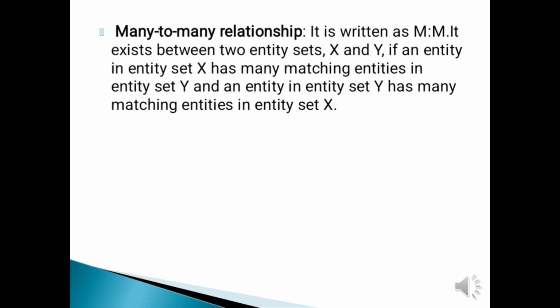Next, many to many relationship. A many to many relationship is written as m is to n or m is to m. It exists between two entity sets X and Y, if an entity in entity set X has many matching entities in entity set Y, and an entity in entity set Y has many matching entities in entity set X. For example, a student takes many courses and many students take a course.